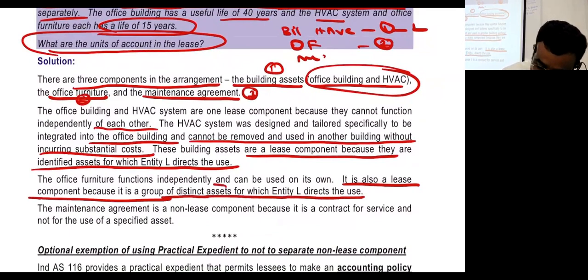What is distinct assets? Don't ask me. We discussed it very detailedly under 115. Okay, maintenance? No, it is not lease. Tell me the identified assets over there. Identified assets in maintenance?